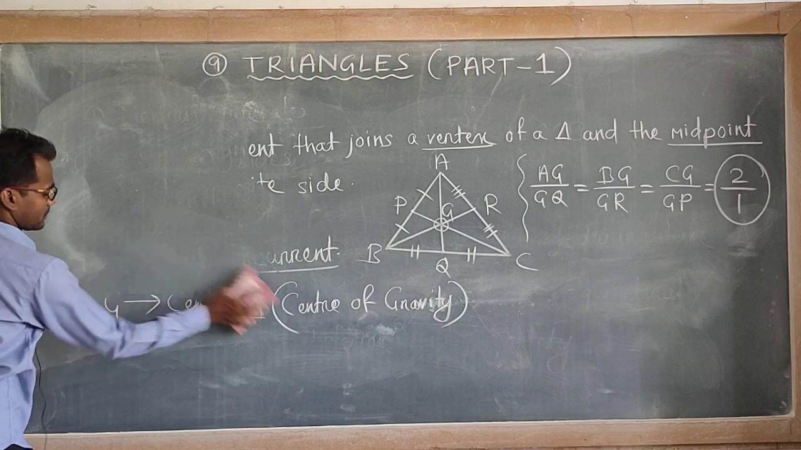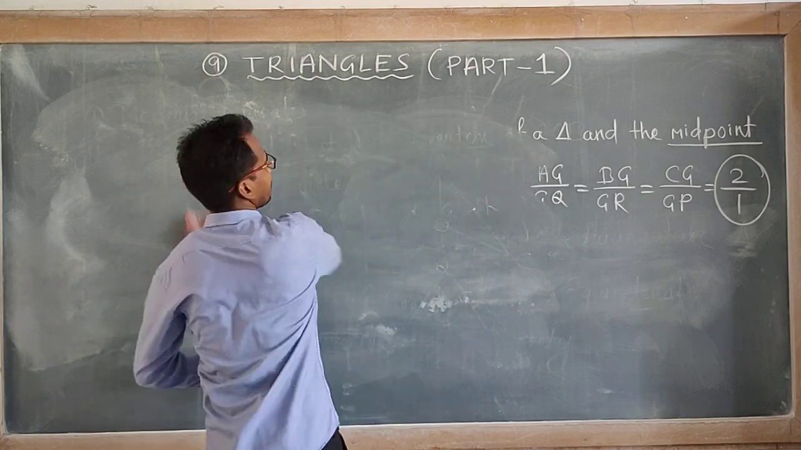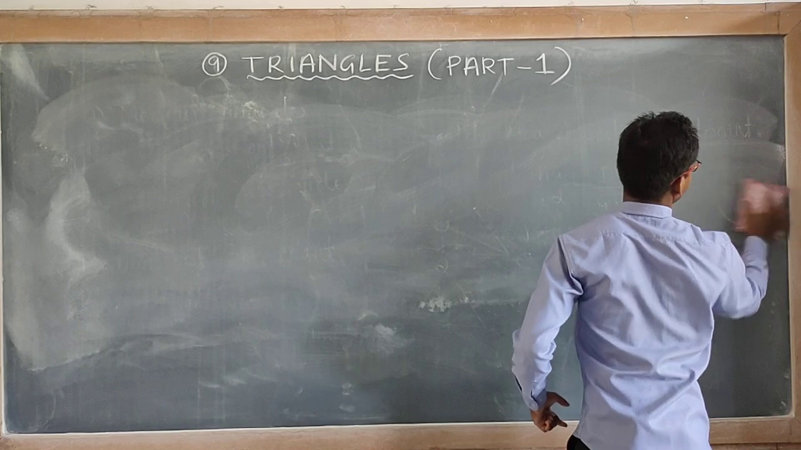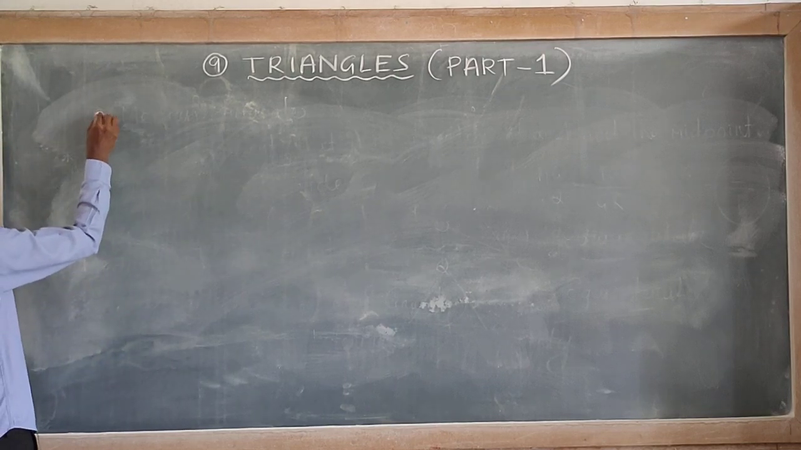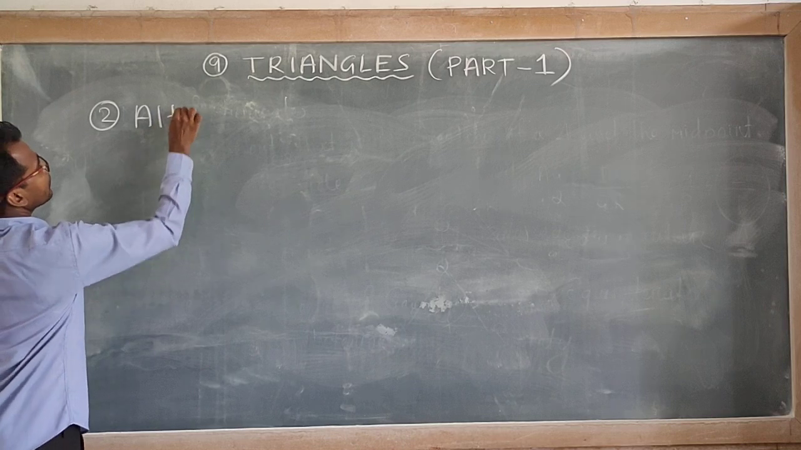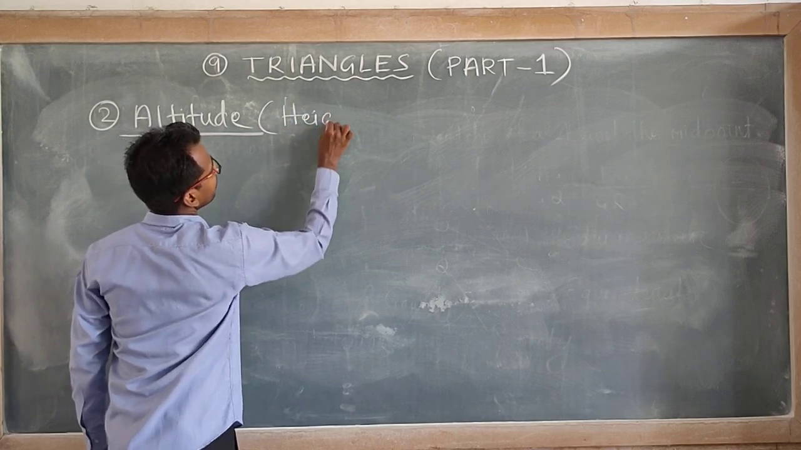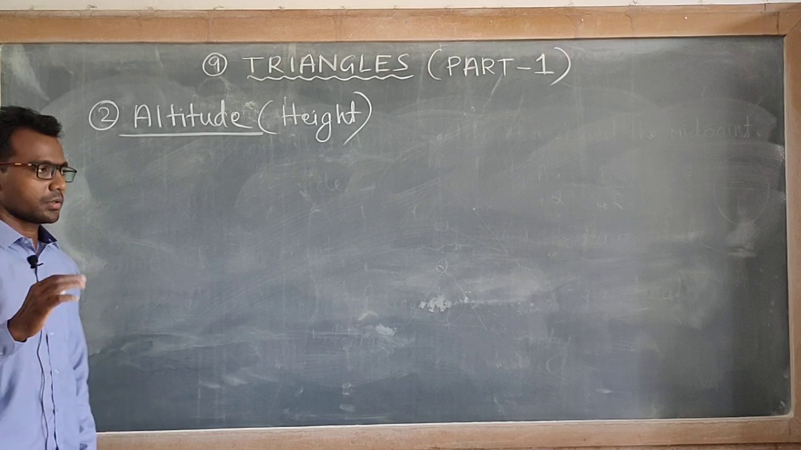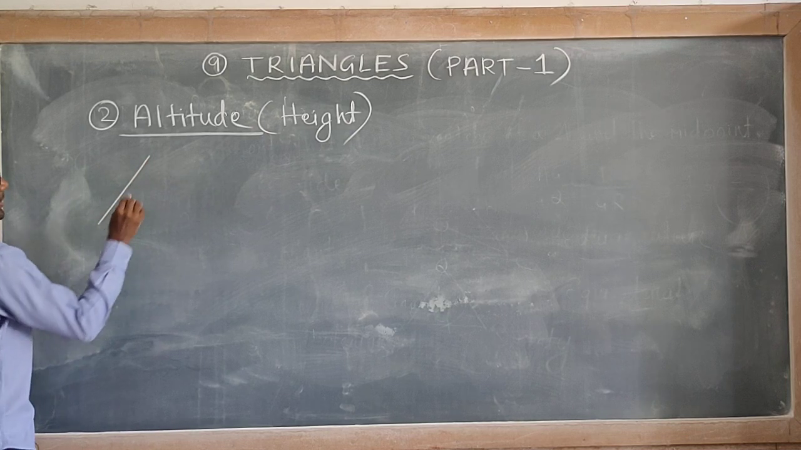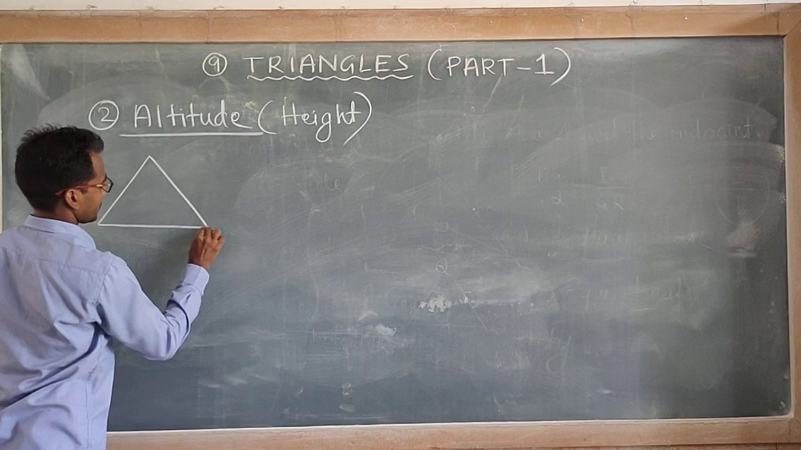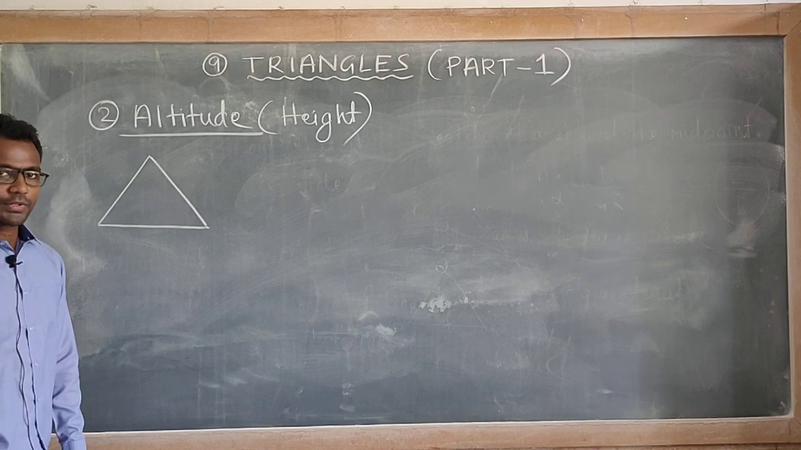The next concept is altitude. It is also known as height, altitude or height. Now let us see what is altitude. Let us draw a triangle. I am drawing an acute angle triangle. It is for a right triangle also, it is for an obtuse angle triangle also.